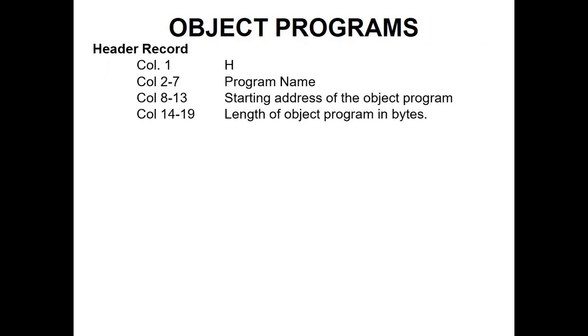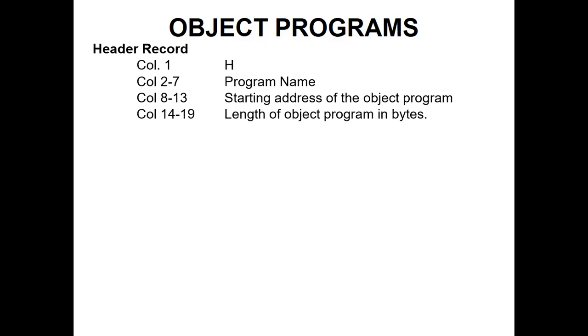Now, the header record begins with the character H. Then it is followed by the name of the program. Then the starting address of the program, and then the length of the program in bytes. So it is one record.